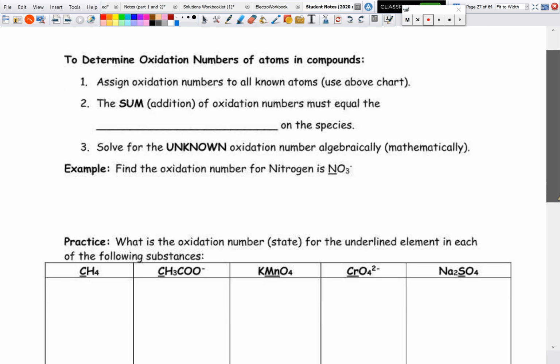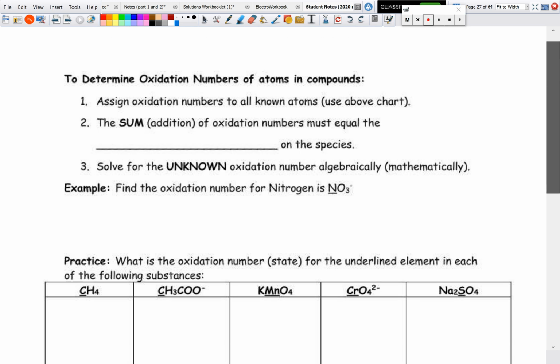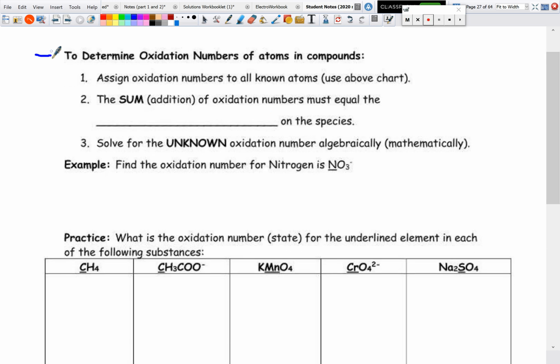So we are going to do some practice down here, and I'll go through the first few with you. So, of course, determine oxidation numbers of atoms in compounds. We assign oxidation numbers to all known atoms, so the chart on the previous page. And then, of course, the sum of all the oxidation numbers must equal the overall charge on the species, and we solve for any unknown oxidation numbers if we don't know what they are. We're going to do that algebraically or mathematically.